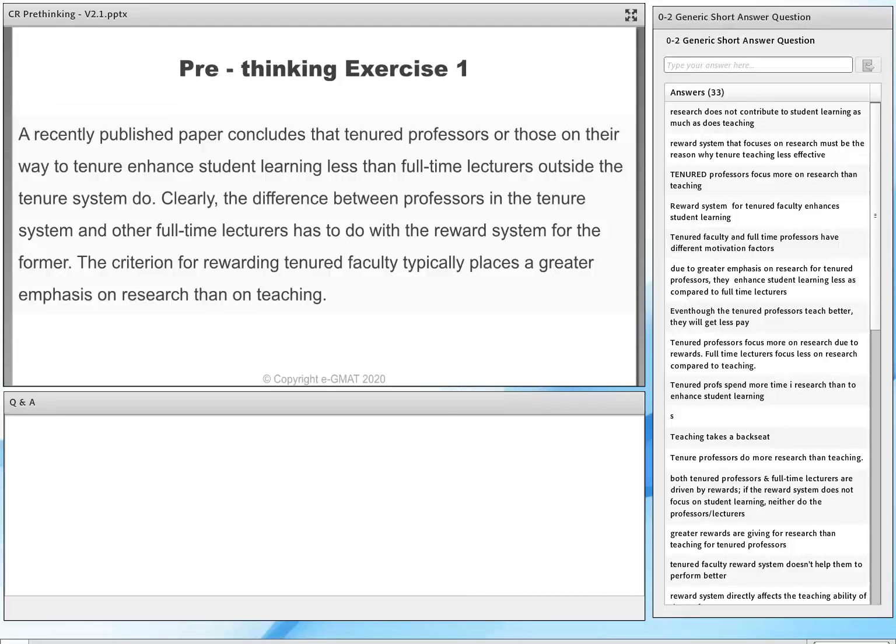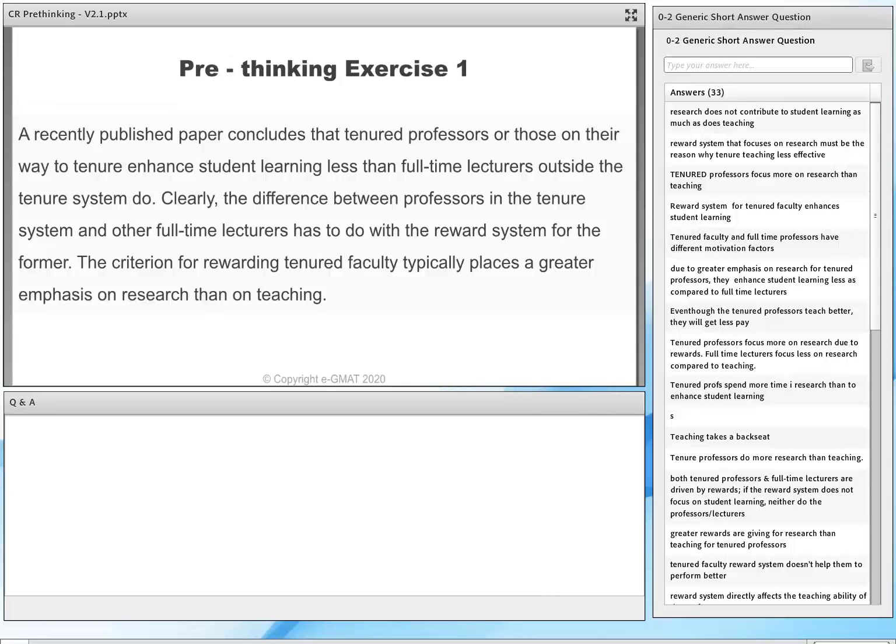Tenured professors do more research than teaching. Some of you have talked about the reward system. That's good. So take about 15 to 20 seconds to look at the wonderful answers that you guys have provided. Again, really good participation, guys. Thank you very much for enthusiastically participating over here. Okay, research, higher skill level amongst the tenured professors, different motivation factors.